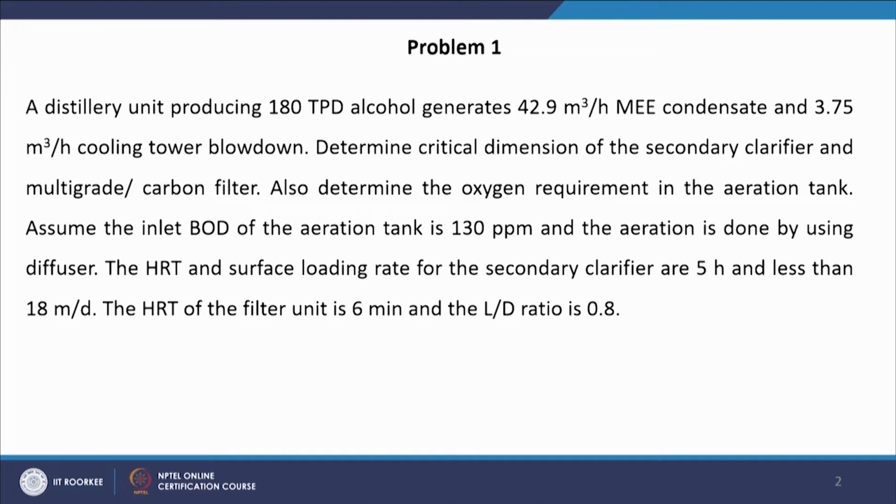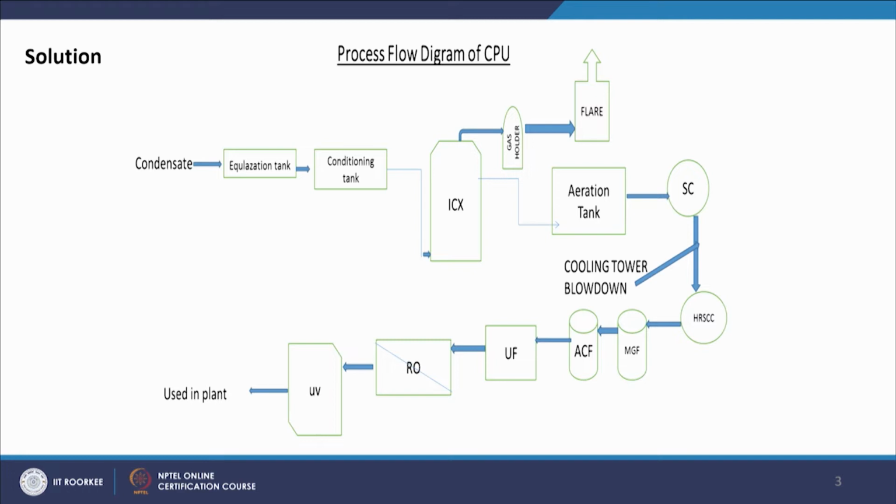So, now we have to solve this problem and we know that this problem is basically based on the treatment of wastewater in a distillery unit, and in this case as MEE condensate is there, that means thermal process is used for the condensation of spent wash, and we see the flow sheet for the water treatment. So, we have MEE condensate.